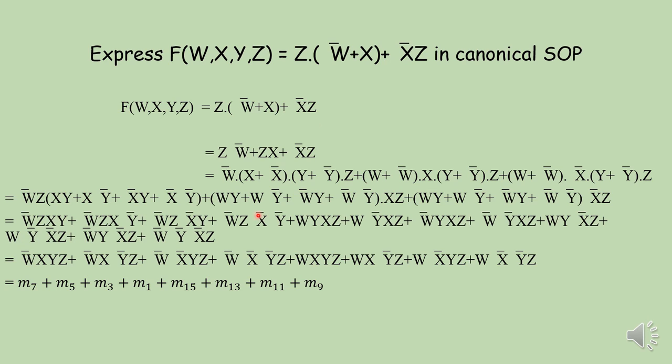Okay, so what is the decimal notation of this canonical SOP? That is summation m 1, 3, 5, 7, 9, 11, 13, 15. So this is the function in canonical SOP form, right?